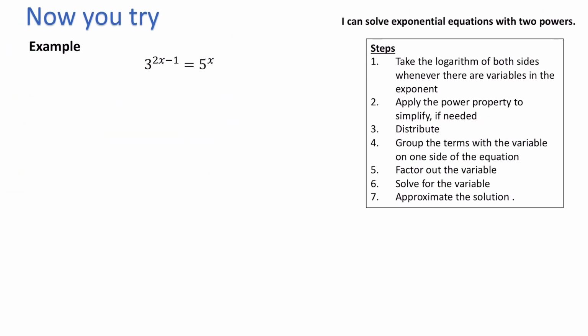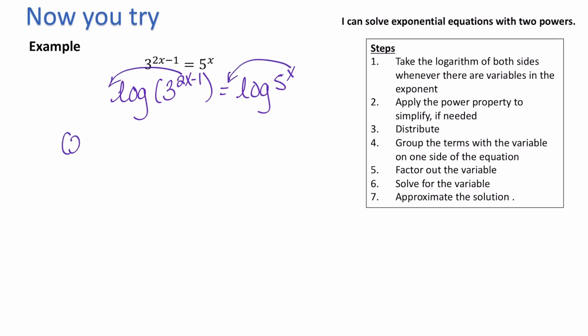So now you can pause the video and try this example on your own. So when we do this problem, our strategy is going to be the same. Since we don't have an e, we're just going to take the regular log. So we're going to do the log of 3 to the 2x minus 1 equals a log of 5 to the x. Okay, so we're going to bring that exponent down in front. So we have 2x minus 1 log 3 equals x log 5.